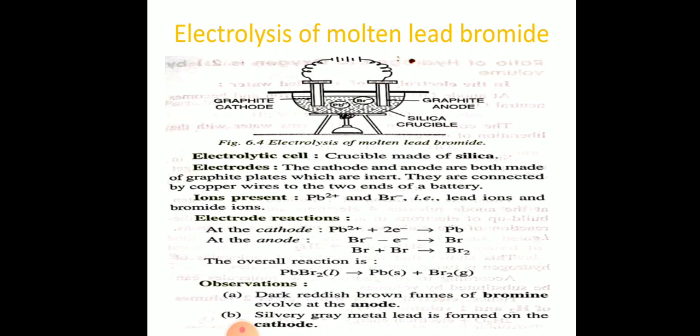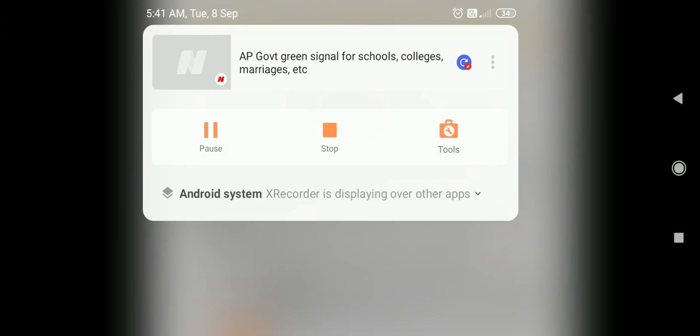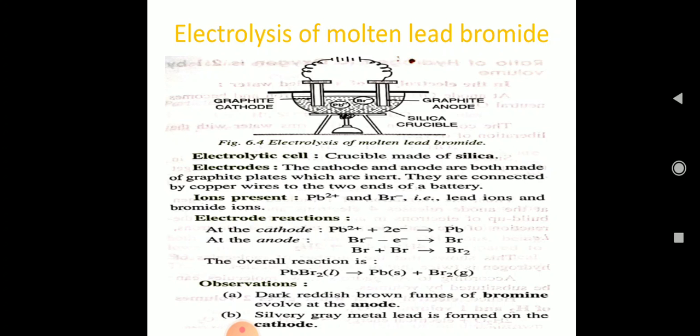Okay, and in this we have the two electrodes, cathode and anode. Both are made up of graphite plates, which are inert. That means they do not react with the solutions. We have got two kinds of electrodes, one is inert and the other is active. Inert electrodes do not react, and active electrodes react and go into the solution. Okay, so these are inert.